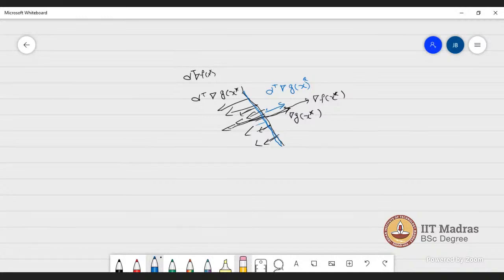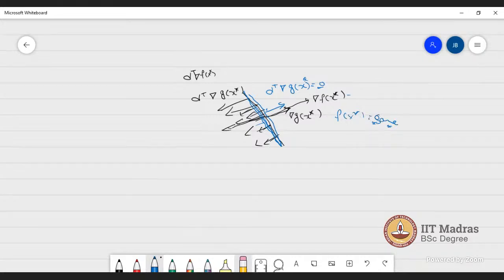Is that fine to you? In case of along the line, the direction of d transpose del g(x star) will be along the line, no sir? And d transpose del f(x star) value becomes zero along this line, yes. So along this line, the value of f(x star) will be the same. It won't decrease, nor will it increase. So that is the case.